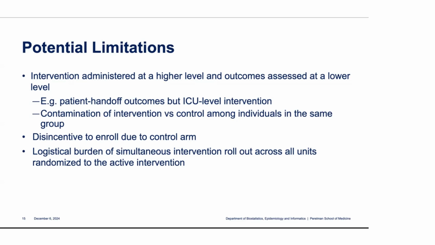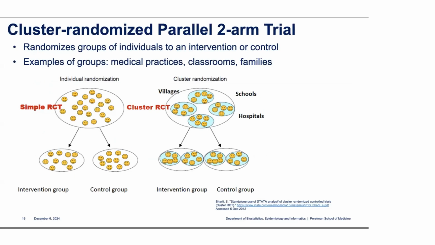And then the rollout of the intervention, because all of the units randomized to the intervention are supposed to receive it at the same time because follow-up starts at the same time for everyone in a simple parallel two-arm trial, may not be feasible. It may not be feasible to get the intervention started at all of the sites, or for all of the units that were randomized to it, at the same time, right? So all of these things would lead us to consider other designs.